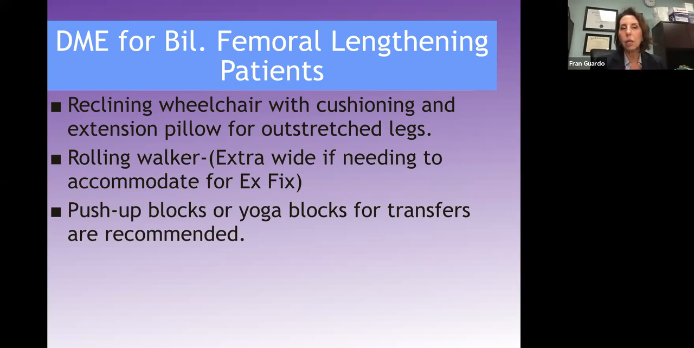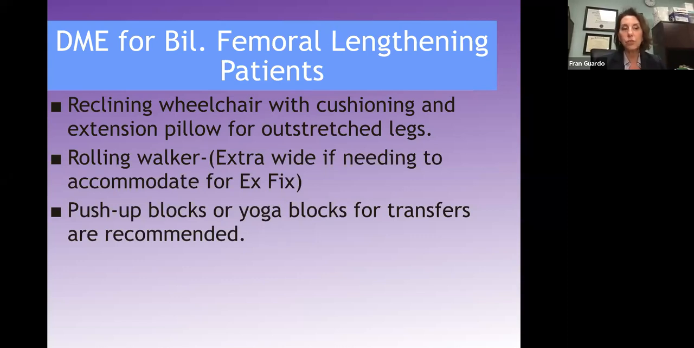They'll need a rolling walker, extra wide to accommodate the fixators if they have them. And if it's somebody with achondroplasia, remember that the length of the arms is also very short. So they're going to need a walker that fits them. So you don't fit it exactly the same way as you would for somebody of typical height.